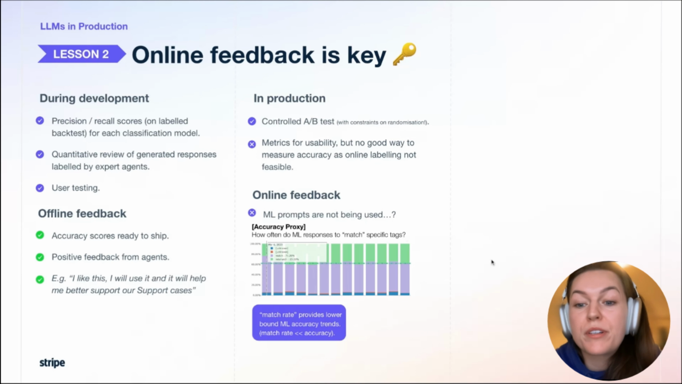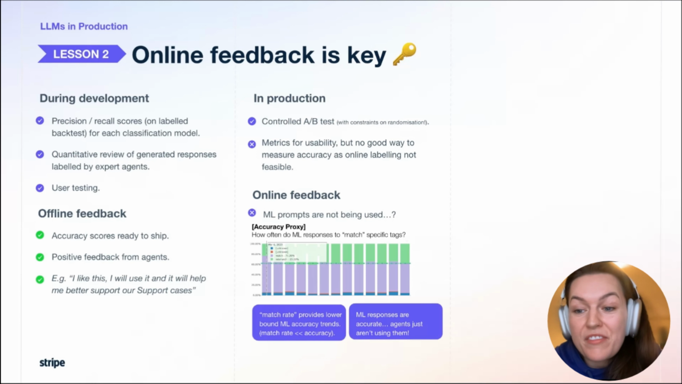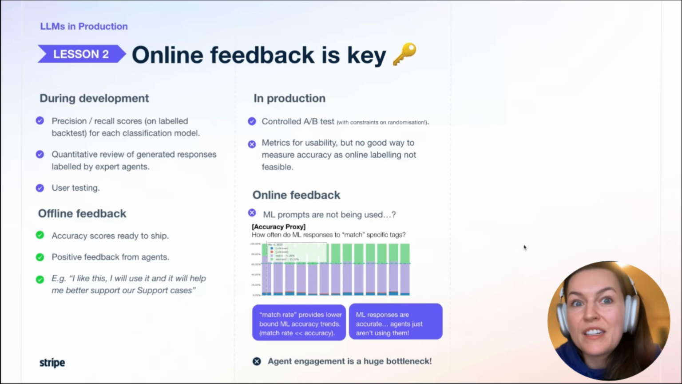And this was really important to us to be able to validate the quality of our ML responses in production. So even though our offline user testing feedback was positive, and now we could tell that our online ML accuracy trends were good, in practice, agents were just too accustomed to their flow of solving cases and completely ignoring our prompts altogether. It turned out that lack of agent engagement was a huge bottleneck for us realizing the impact. And we really needed a much larger UX and agent training effort if we wanted to increase adoption.